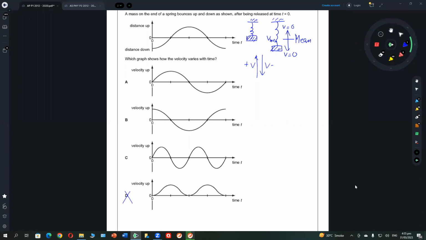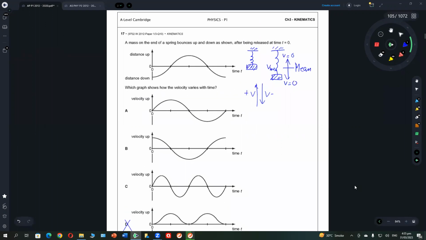So why have I cancelled D? It doesn't show negative. Good. The object is released at O. This is the lowest position. So the object is released at the lowest position.